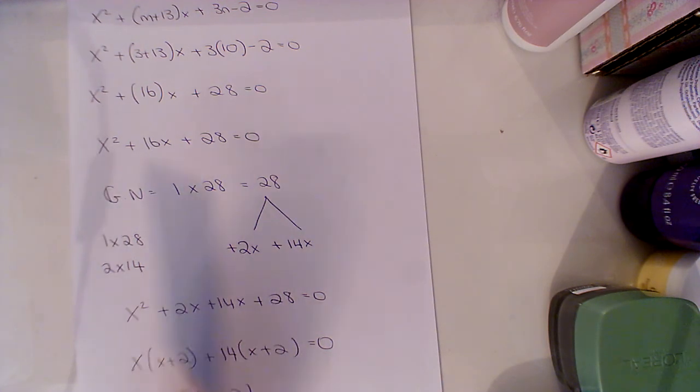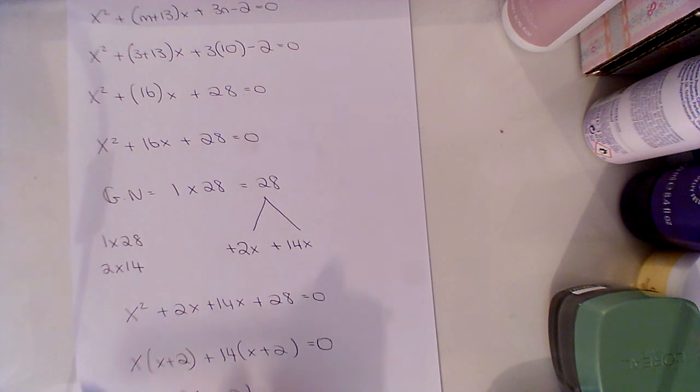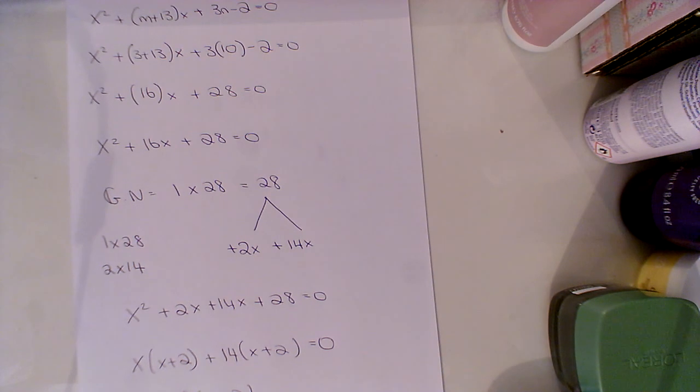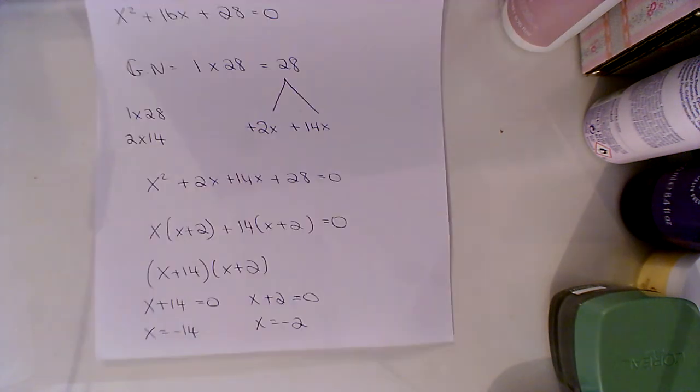I then rewrite this equation using 2x and 14x. So I have x squared plus 2x plus 14x plus 28 is equal to 0. Then I factorise this, taking out what they have in common. They have x, and I'm left with x plus 2. Here I take out what they have in common, 14, and I'm left with x plus 2. So I have (x + 2)(x + 14). x plus 14 is equal to 0, x is equal to minus 14, x plus 2 is equal to 0, x is equal to minus 2. So that's the final answer there.